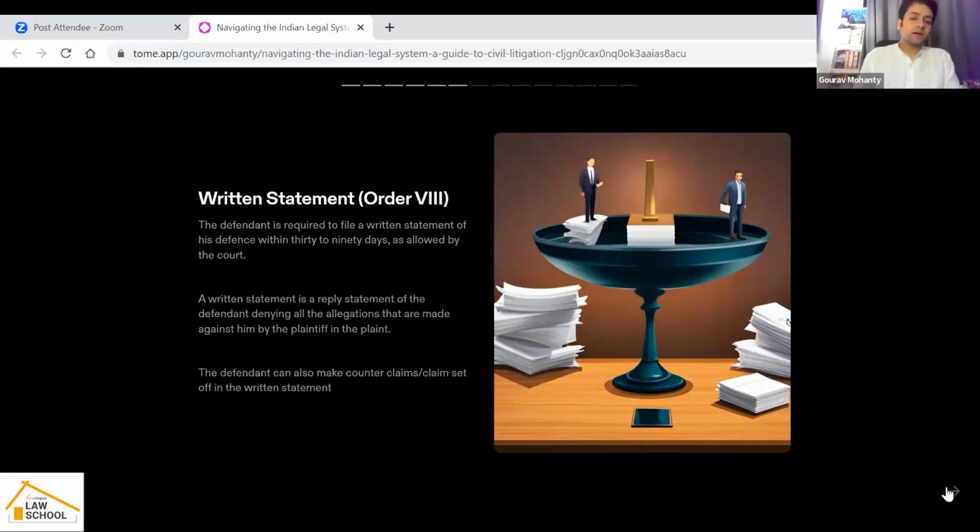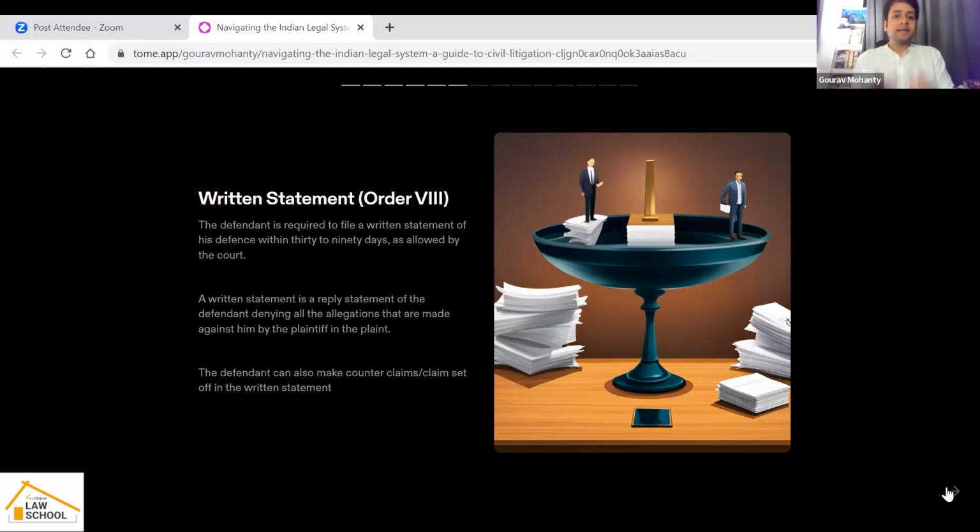For a written statement, there's a time limit given under the CPC, which is slightly more stringent when it comes to commercial suits. Generally, it varies from 30 to 90 days. Obviously, a defendant cannot take 2-3 years to file the reply. It will defeat the entire purpose of litigation. There's a time limit within which the defendant is supposed to file its written statement. There are, again, very detailed rules regarding the drafting of the written statement, which we will go into in detail when we come to the drafting course.